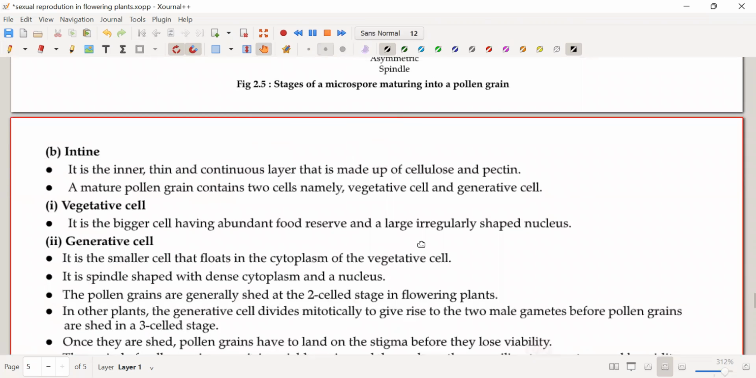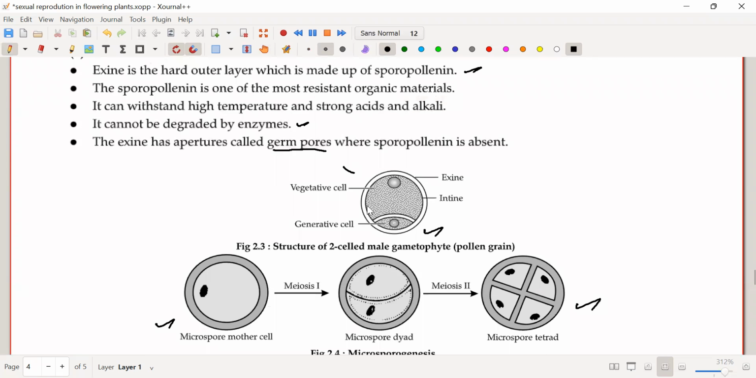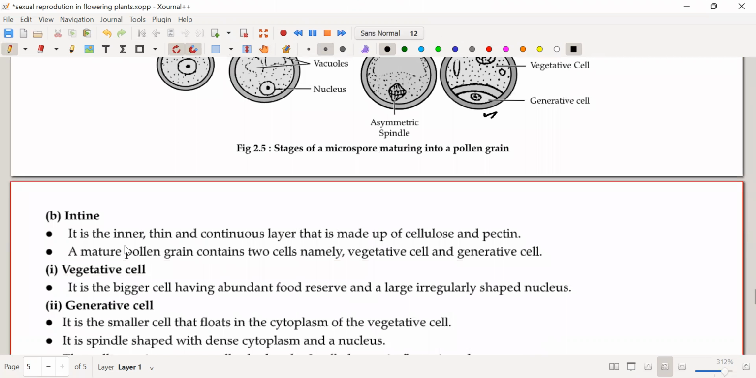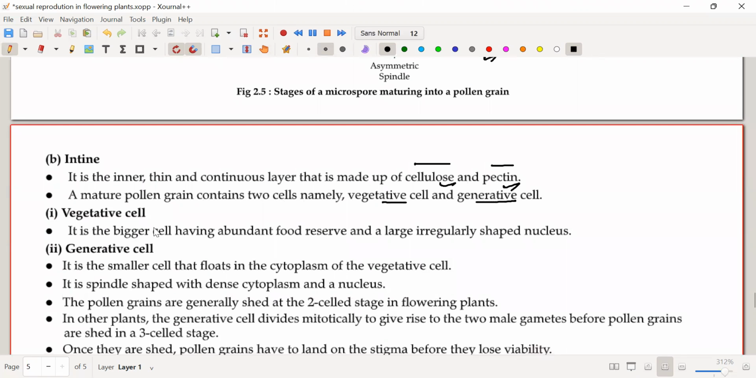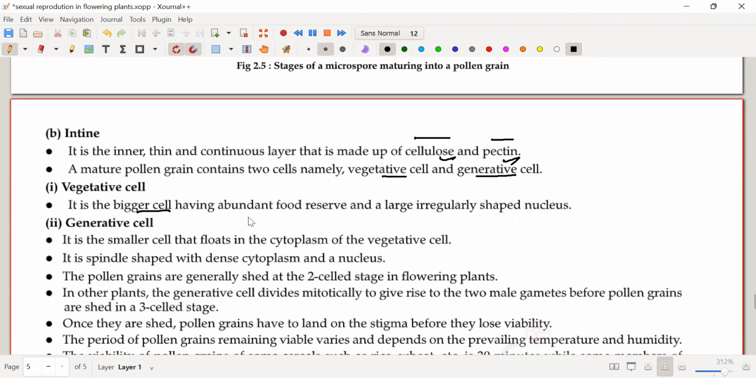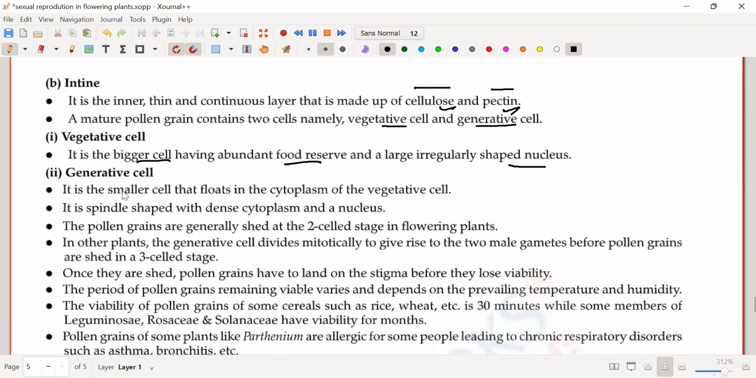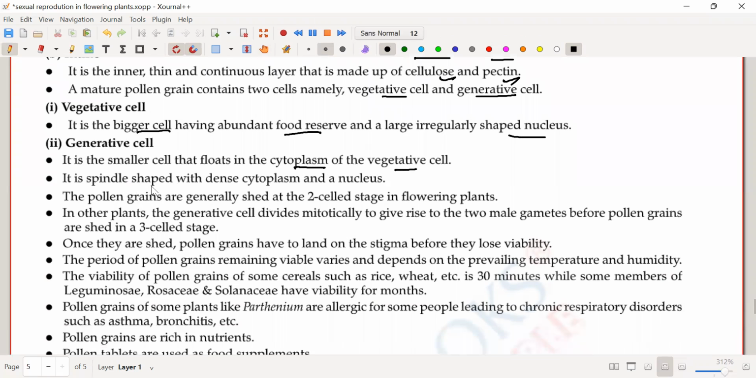Intine. What is the role of this intine, the inner lining? It is the inner thin and continuous layer that is made up of cellulose and pectin. A mature pollen grain contains two cells, namely vegetative cell and generative cell. What is a vegetative cell? It is a bigger cell having abundant food resources and a large, irregularly shaped nucleus. What is a generative cell? It is a smaller cell that floats in the cytoplasm of the vegetative cell. It is spindle-shaped with dense cytoplasm and a nucleus.